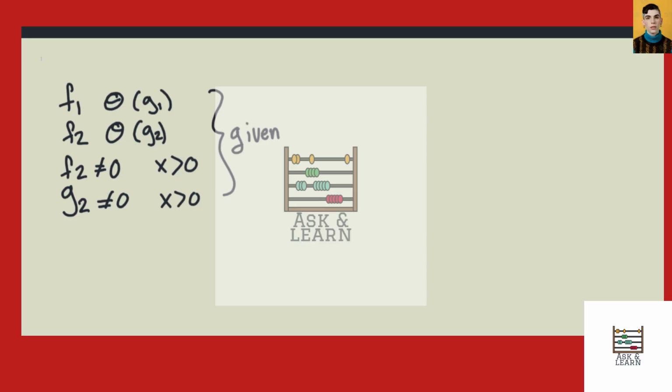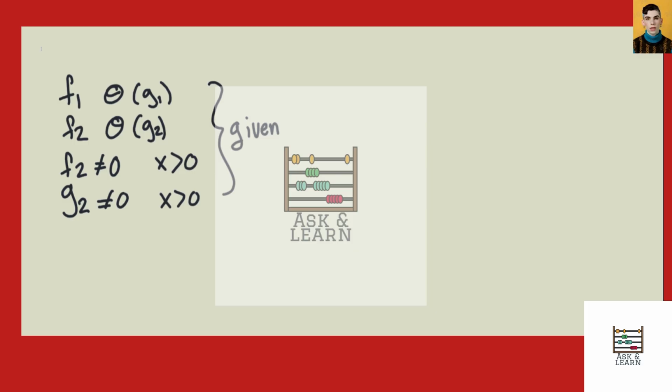Okay, so for this problem, we are given two functions, f1 and f2, that are big theta of g1 and g2 respectively, and are told that f2 is not equal to 0 for x greater than 0, and that g2 is not equal to 0 when x is greater than 0, right? And so that is going to allow us to divide without fear of division by 0.